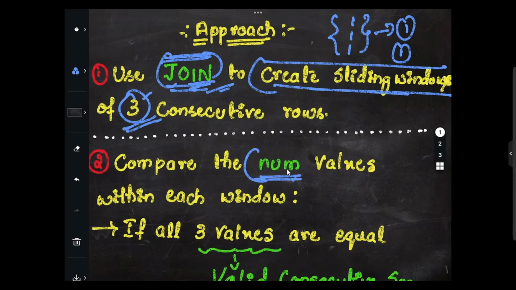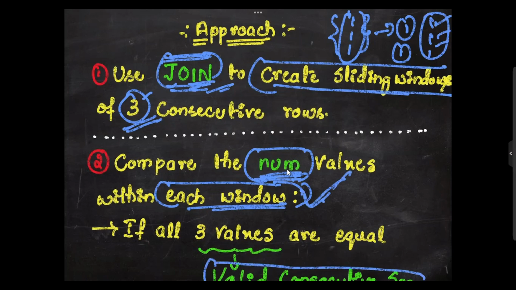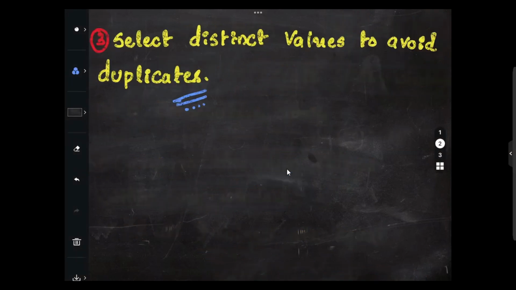We have to compare the num values within each window. If all the 3 values are equal, 1 1 1, so 1 is equal to 1, 1 is equal to 1, then only will we consider that one as a valid consecutive number. I hope this is clear and easy to understand.